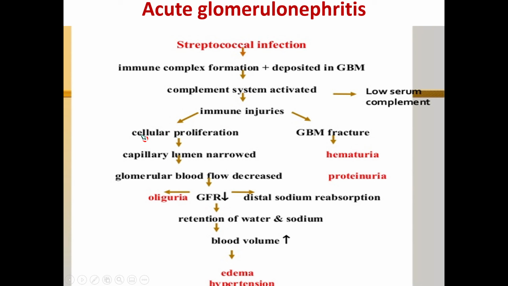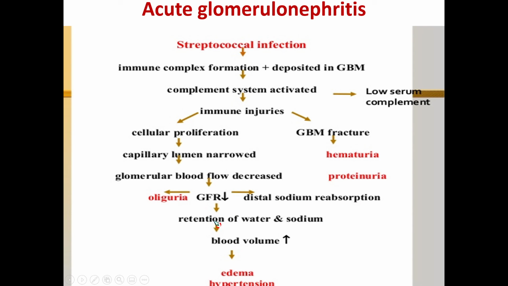Cellular proliferation is going to occur, the capillary lumen is narrowed, and glomerular blood flow is decreased. When the glomerular blood flow is decreased, it will decrease the GFR. Oliguria means no urine, or a very small amount of urine. Then the decreased GFR will cause distal sodium reabsorption. When you study sodium reabsorption, you can understand this well.